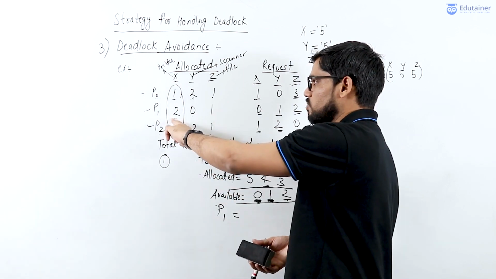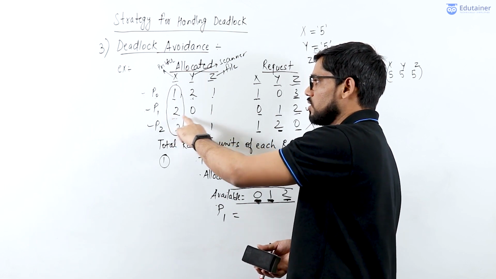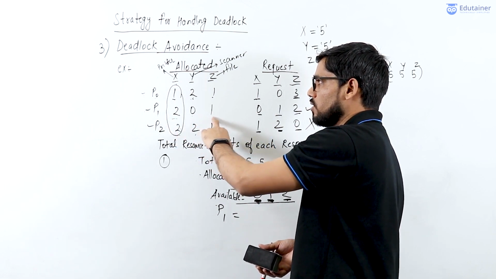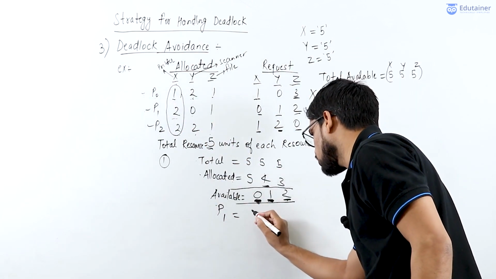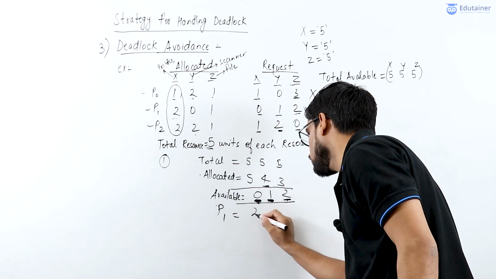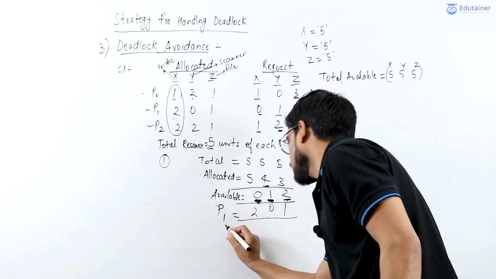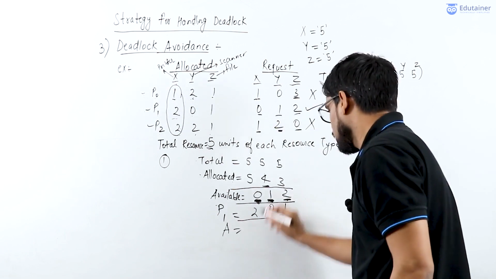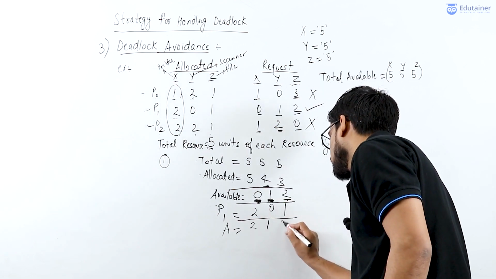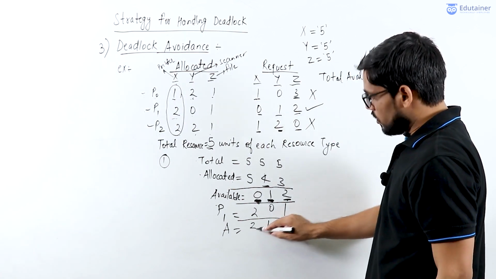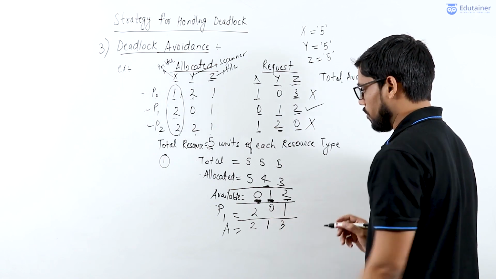So here process P1 will free up 2 instances of resource X, 0 instances of resource Y and 1 instance of resource Z. So just add them to the available. It will free up the 2, 0 and 1. Now the new available will be 2 plus 0 is 2, 1 plus 0 is 1 and 2 plus 1 is 3. So the newly available is 2, 1 and 3.